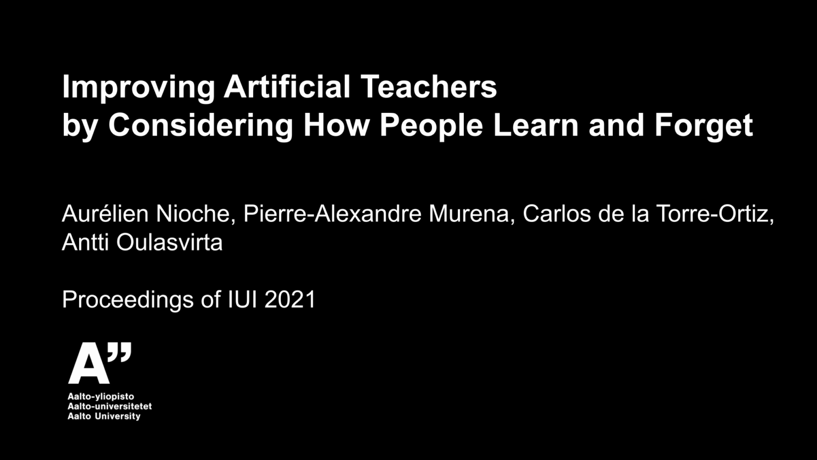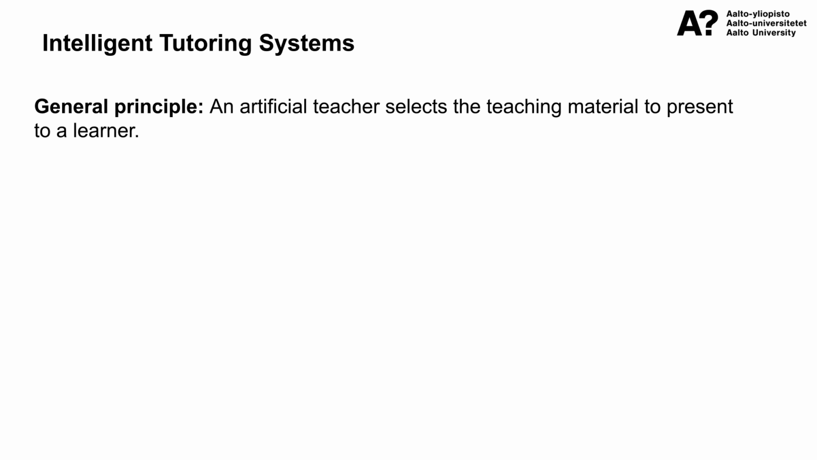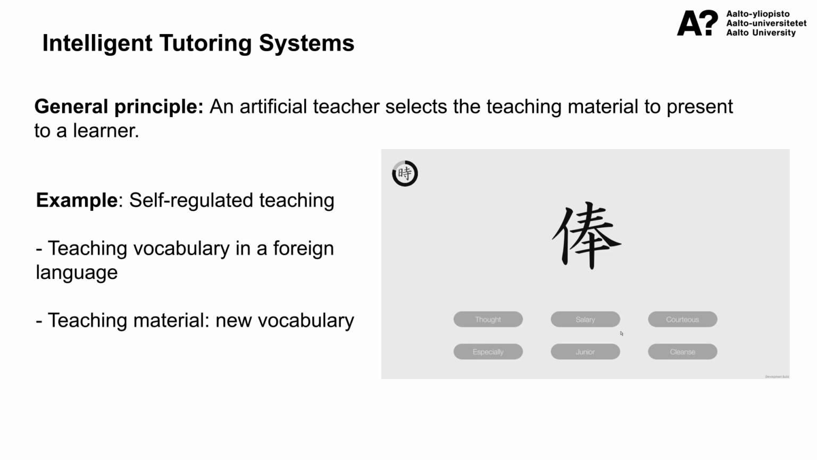This video presents the work of Aurelien Nioche, Pierre-Alexandre Murena, Carlos de la Torre-Ortiz, and Antti Oulasvirta, entitled Improving Artificial Teachers by Considering How People Learn and Forget. In intelligent tutoring systems, an artificial teacher is in charge of choosing the right teaching materials to present to a learner. As an example, self-regulated teaching applications, such as Duolingo, help the learners learn new vocabulary in a foreign language by choosing words to present to the learner.